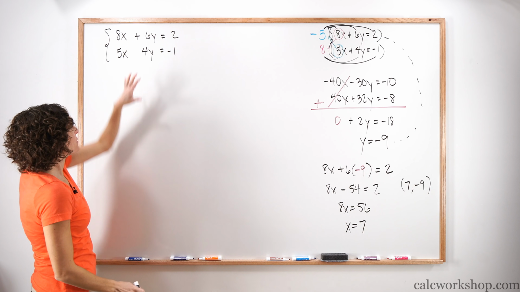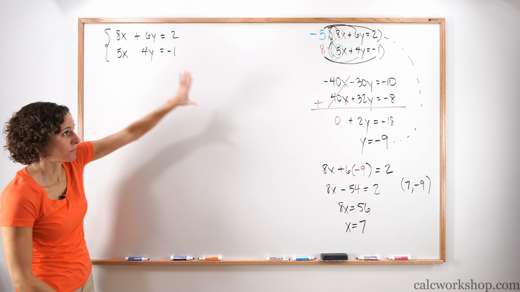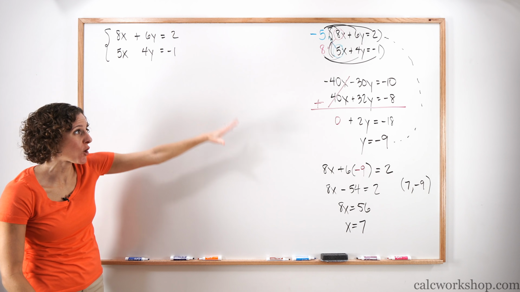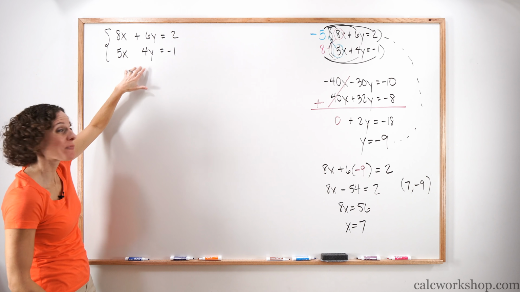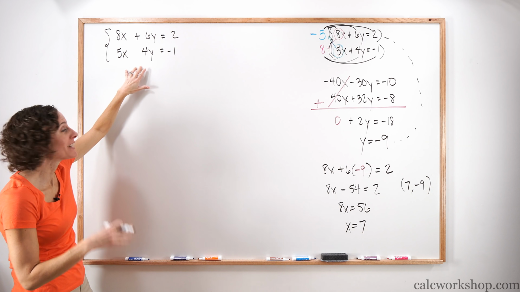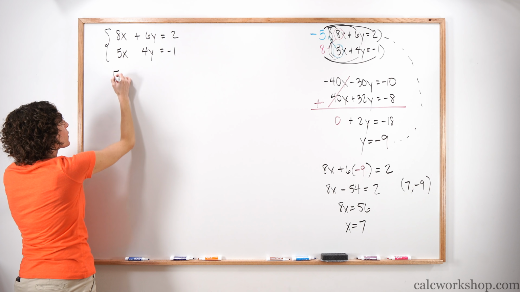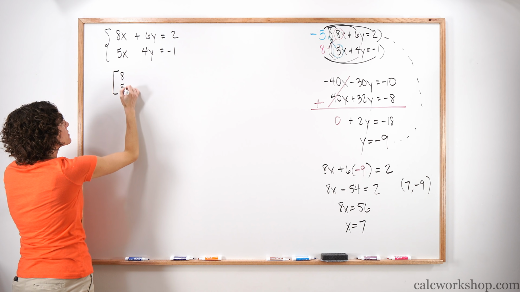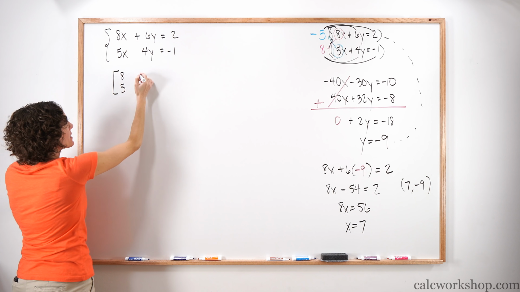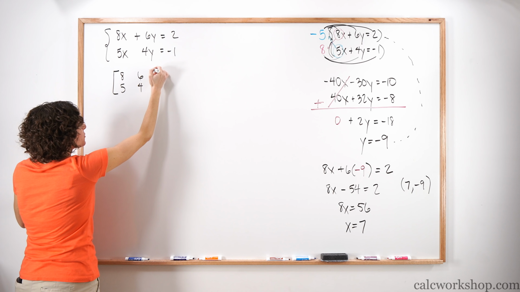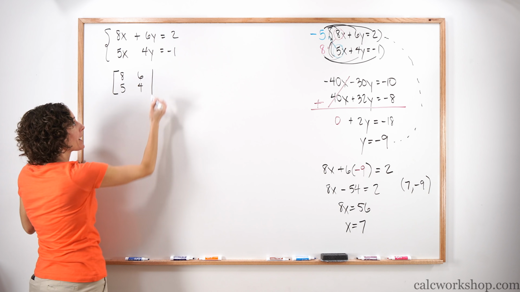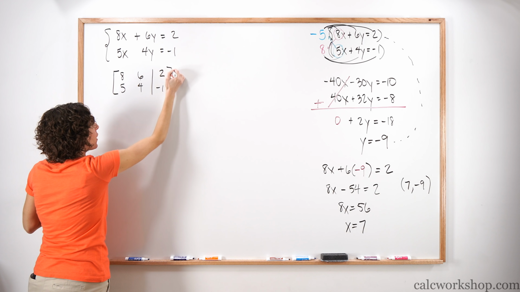All right, same exact system. We already know what the answer is. We already know what we had to do. Let's now put this into an augmented matrix and see what we can discover. So if we put this into an augmented matrix, that means we're going to put our coefficients, 8 and 5 for the x's, 6 and 4 for the y's. We're going to put our bar for the equal sign, and then 2, -1.